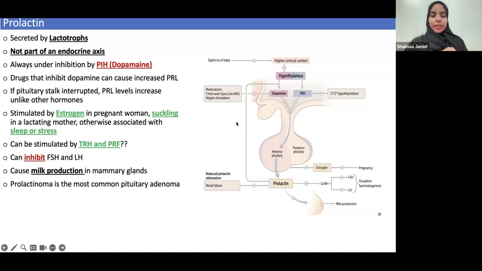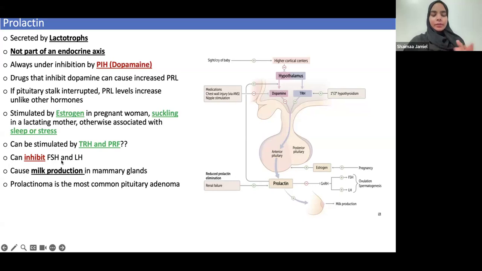Another thing about prolactin is that it can inhibit FSH and LH, which we're going to see now. But basically, by inhibiting FSH and LH, it's going to disrupt that axis. And that's why they say that if you lactate regularly, if you breastfeed regularly, it's a good method of contraception, because it's going to inhibit FSH and LH.